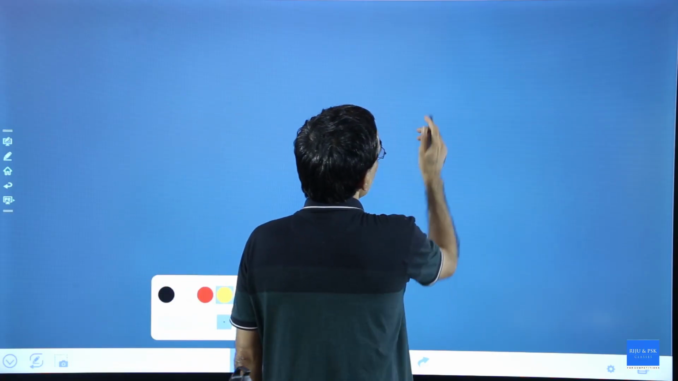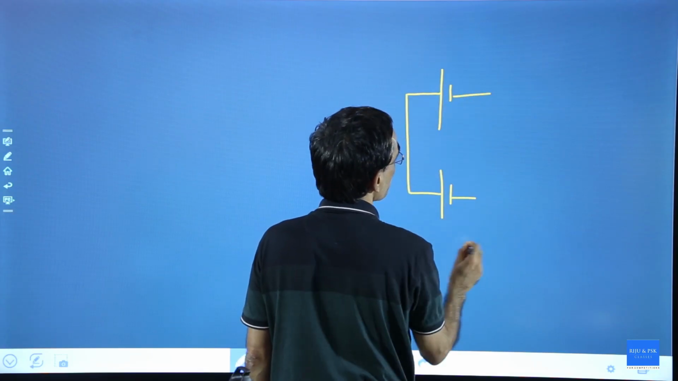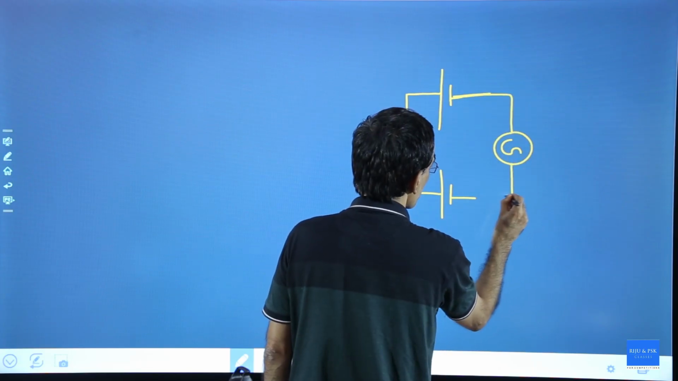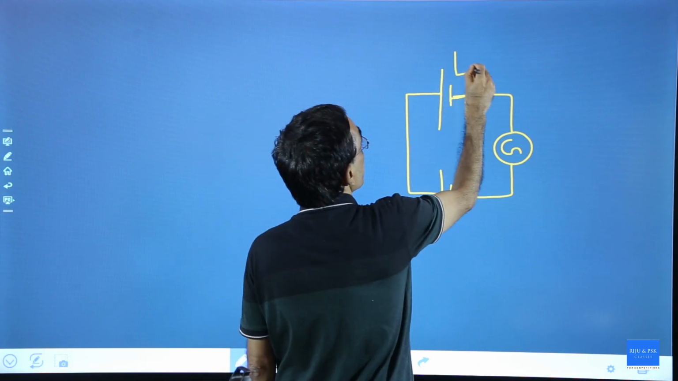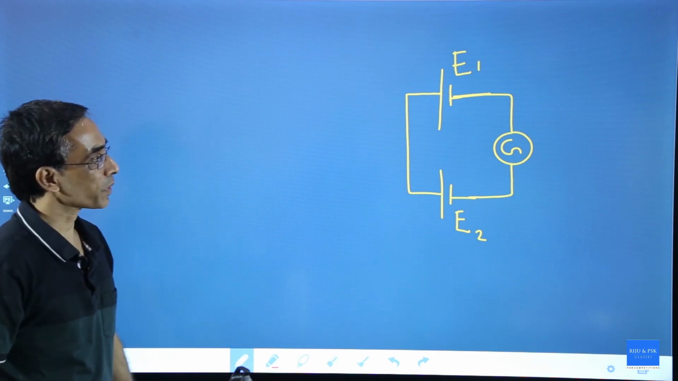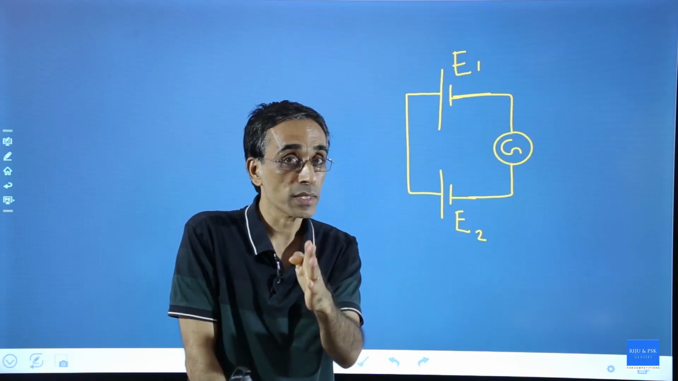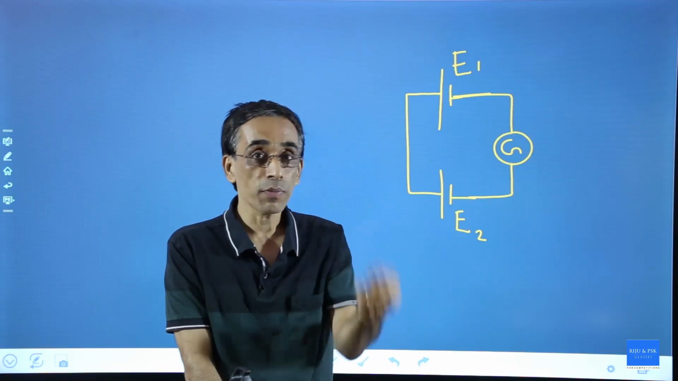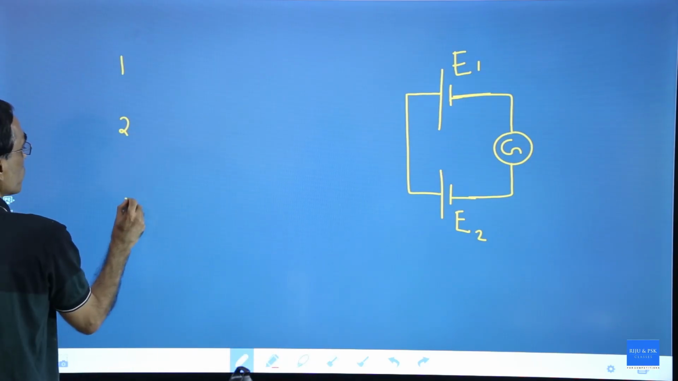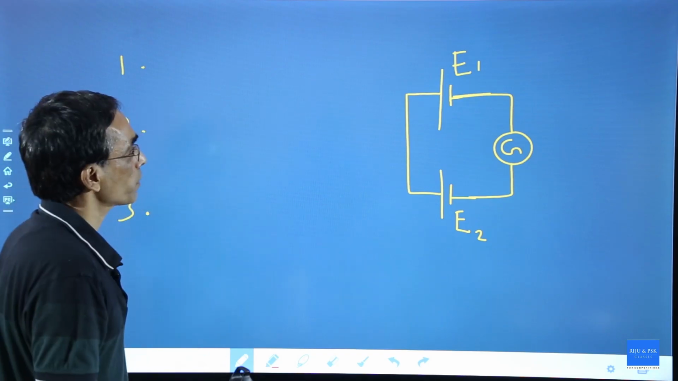Okay. Now assume that there is a cell here and there is another cell here. This cell is connected to a galvanometer and then connected to the other cell like this. This is a cell with EMF E1, this is a cell with EMF E2. Question: will the galvanometer show a deflection? A deflection is possible only when there is a current. Okay. Will it show a deflection? If yes, in which direction? Answer 1, 2, 3. I am giving you 1, 2, 3 just to tell you that there are 3 possibilities. Answer it. What are the possibilities?